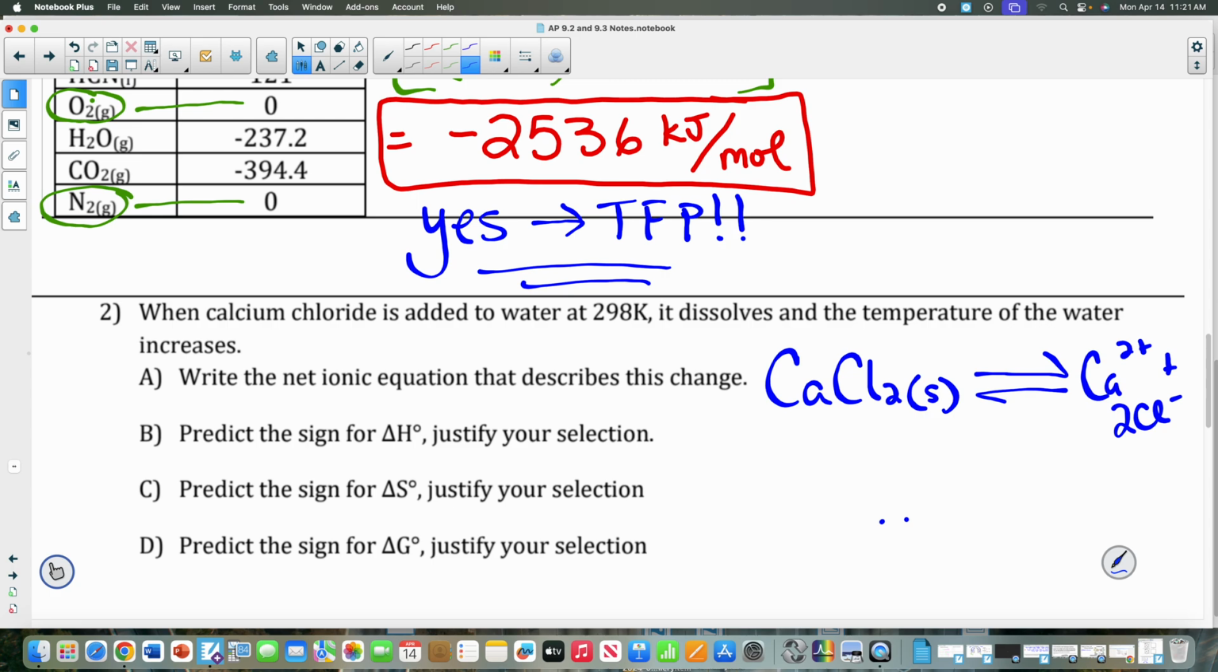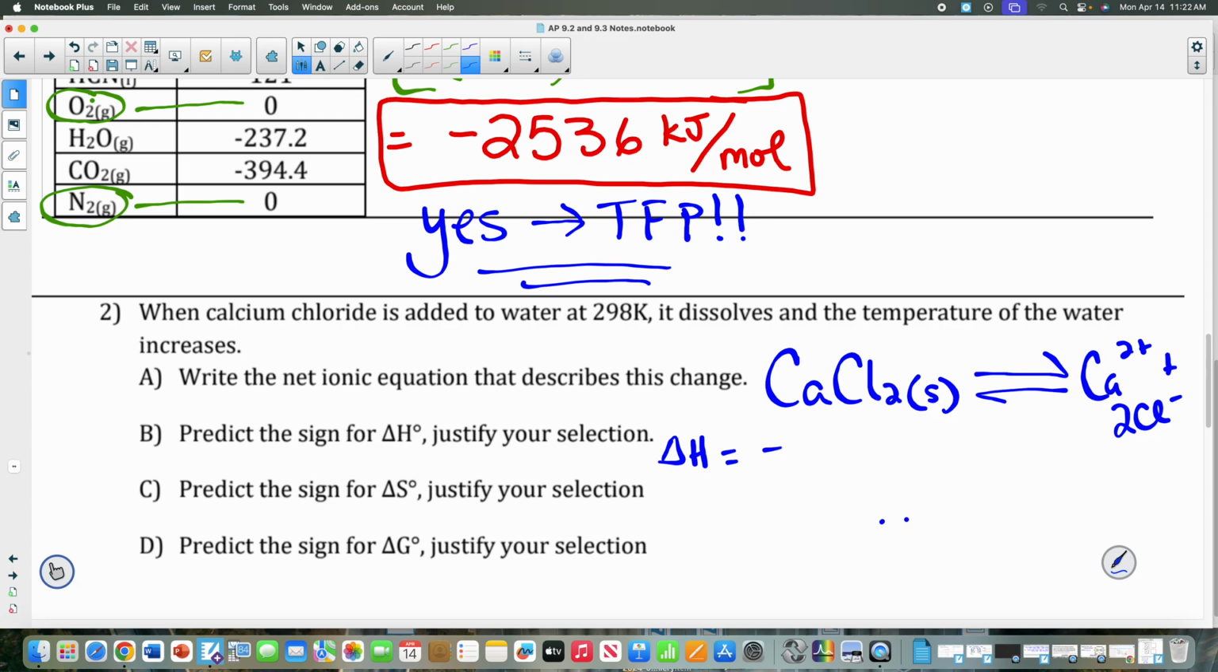Okay, predict the sign for delta H. So what's happening with our heat? Increasing. Like it's going up or something. Well, think about it. You've got this stuff in water. The water is our surroundings. So it's taking it away from it. Yes. So if the temperature of the surroundings is going up, the delta H is negative. Right? The dissolution of the calcium chloride is releasing heat. The water is the surroundings and it's absorbing the heat. So delta H is negative. Okay?